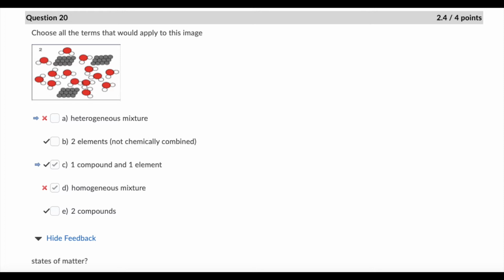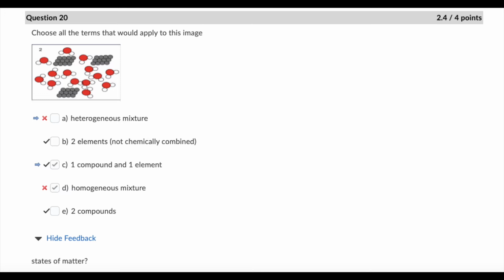But the answer is heterogeneous because if you look at the gray molecules that are all packed together like that, it looks like it's a solid, basically, because they're packed so tightly together. And then the other red molecules that kind of look like water molecules, but just in case they're not, I won't call them that, they appear to be in a liquid or gaseous state rather than solid. And so when you have a mixture of different states of matter, it's considered heterogeneous.